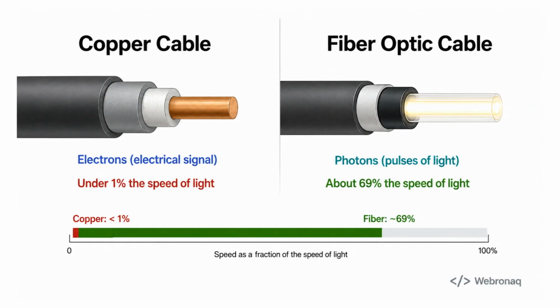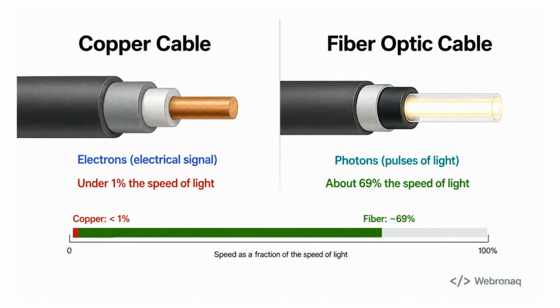Here is the interesting part. Not all cables are the same, and the material inside determines everything. A copper cable carries data as electrical signals. Electrons move through the copper, but they do not move fast. Electrons in a copper conductor travel at under 1% of the speed of light. That is a real physical ceiling.